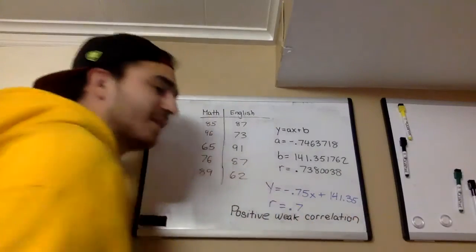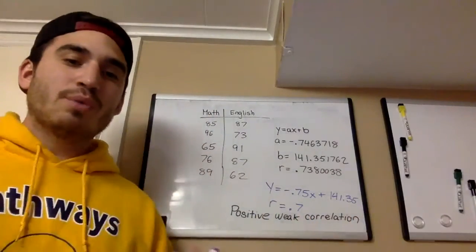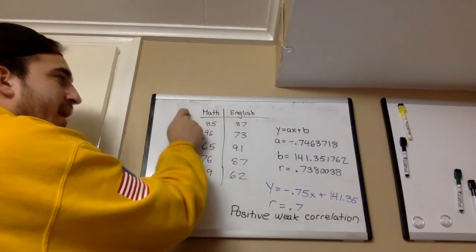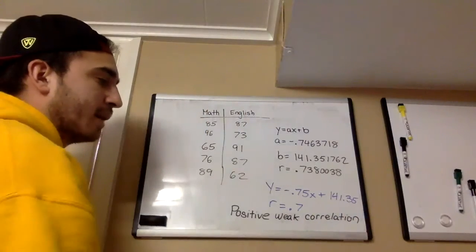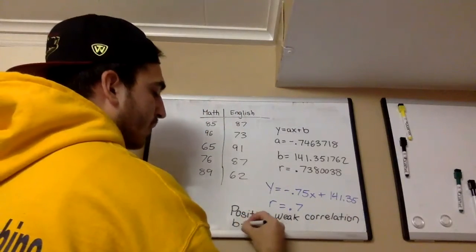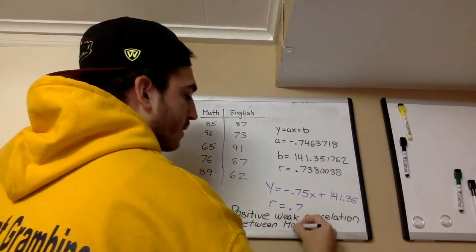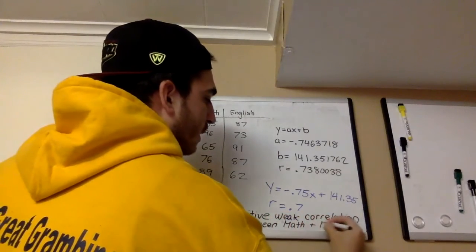And then this is the last part. You need to say between what? What are we comparing in this problem? In this problem, we're comparing math and English. So you say positive, weak correlation between math and English.